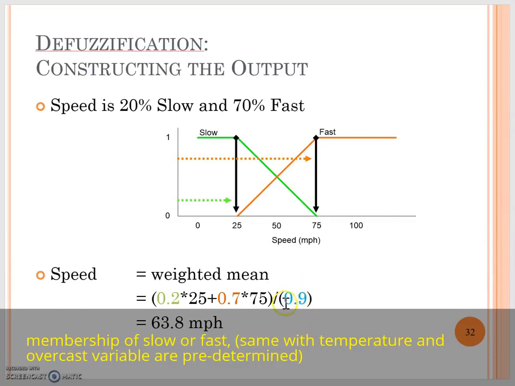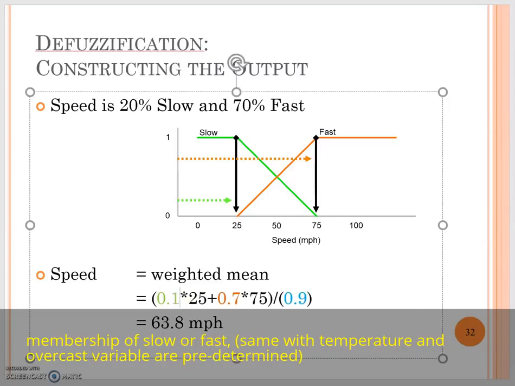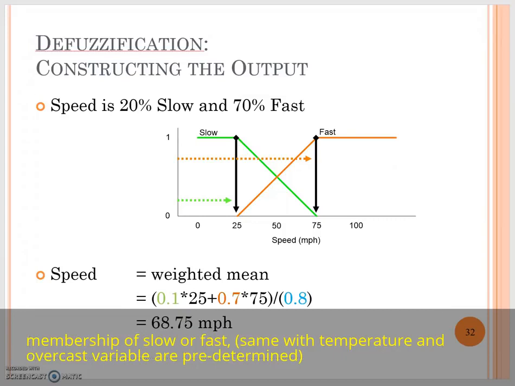Where do we get 0.9? It is the addition or the total of 0.7 and 0.1, again, and this is 0.8. Alright, so the new value of the calculation would be 68.75 mile per hour. That is the driving speed that the car would decide, based on the input that we give, or maybe the sensor read from the temperature.